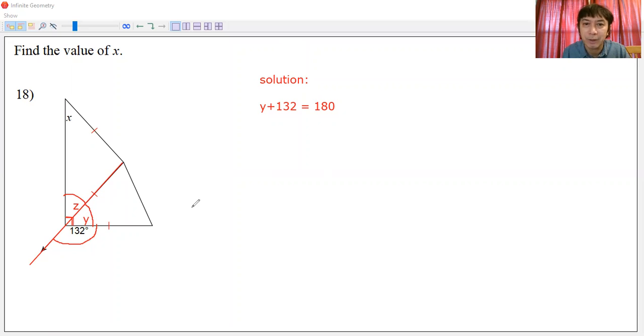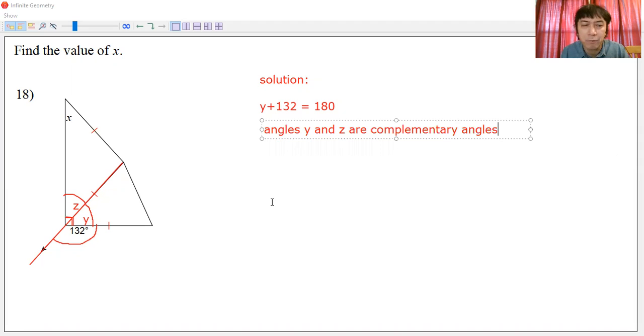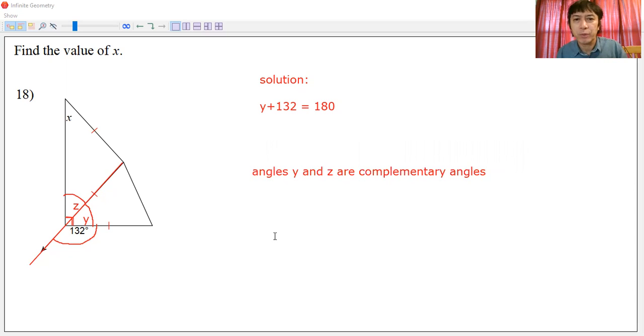So we can write that angles y and z are complementary angles, meaning the sum of y and z is 90. We can have that particular equation later. For a while, we can make use of the first equation: y plus 132 equals 180.